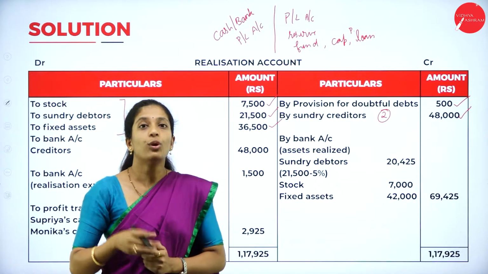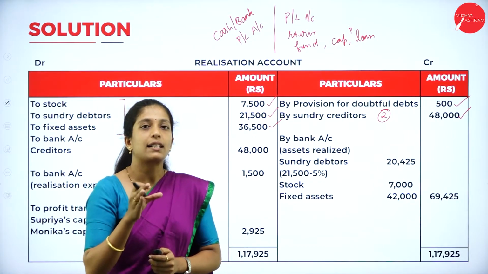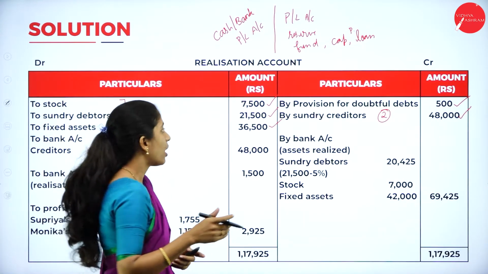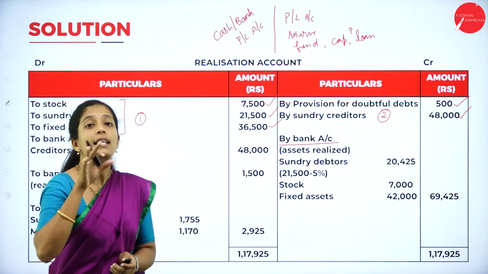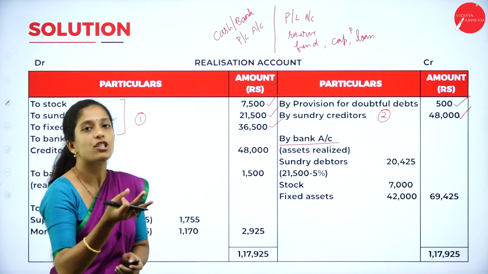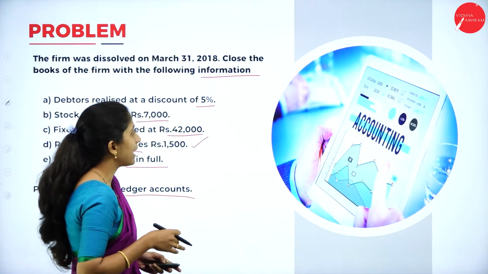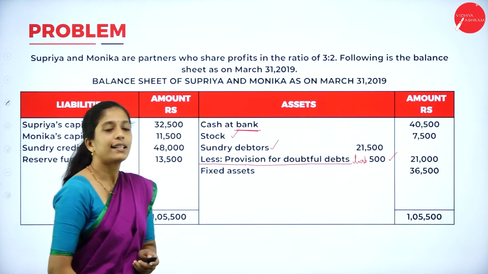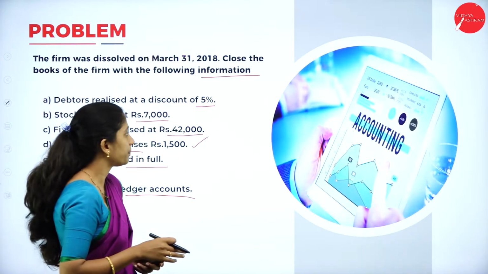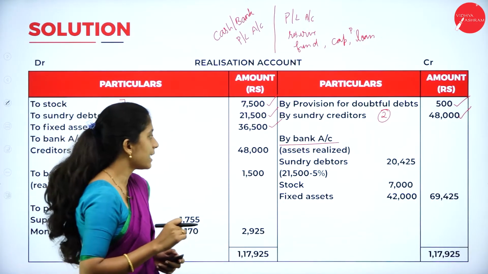Next, what you have to do? Sell the asset. When you sell the asset, what will you get? You will get either cash or bank. So how do you record? By bank account. For which entry? For assets realized or assets sold. Now if you see the balance sheet, they have given cash at bank. So write it as by bank account, and write in bracket assets realized.